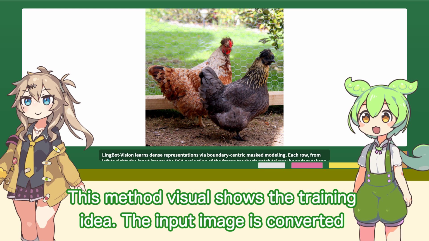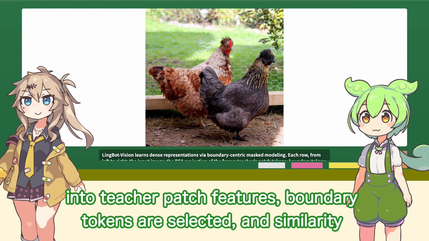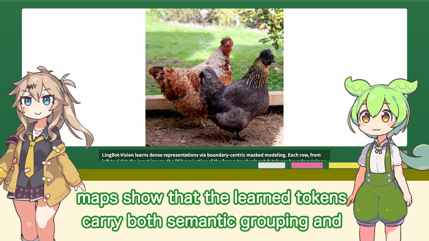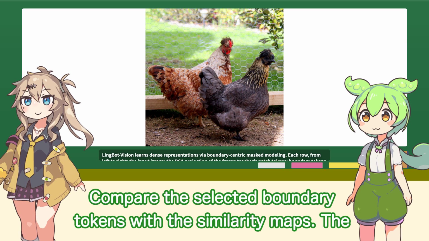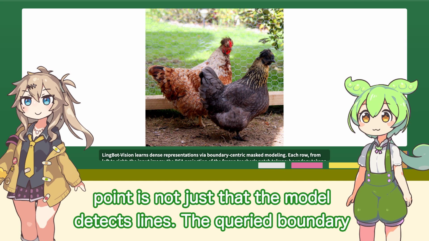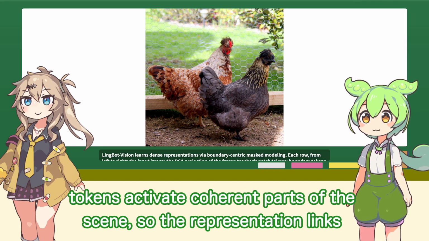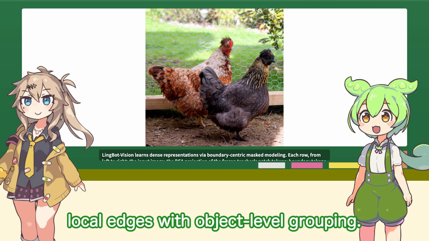The input image is converted into teacher patch features. Boundary tokens are selected, and similarity maps show that the learned tokens carry both semantic grouping and geometric structure. What should I compare inside that visual? Compare the selected boundary tokens with the similarity maps. The point is not just that the model detects lines. The queried boundary tokens activate coherent parts of the scene, so the representation links local edges with object-level grouping.